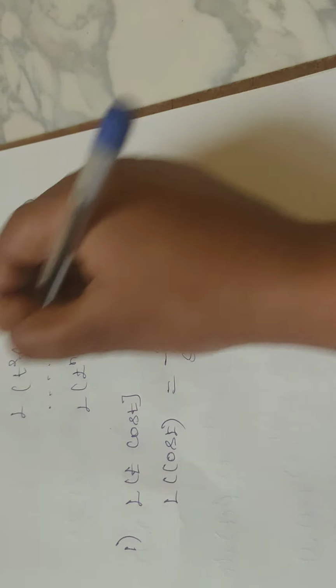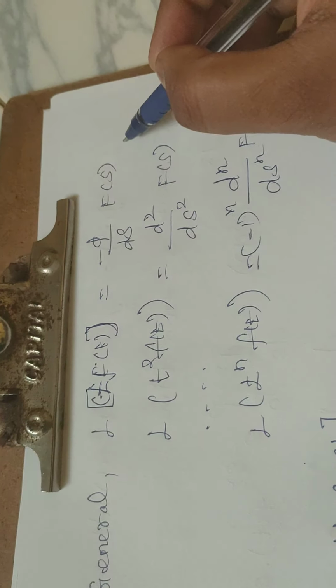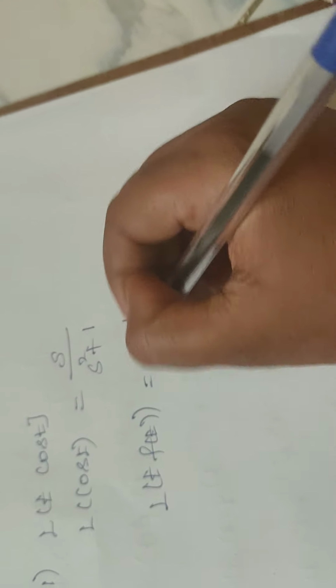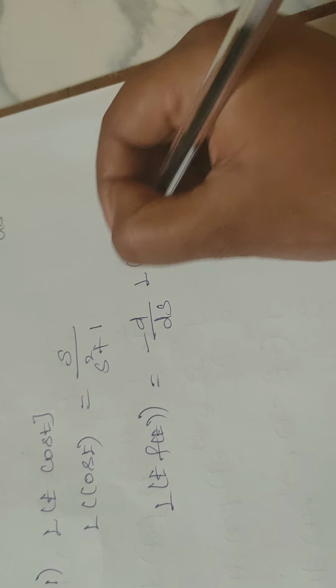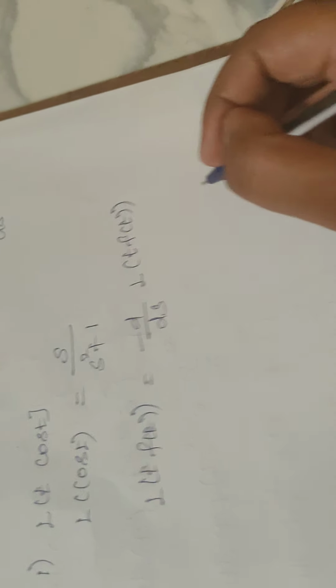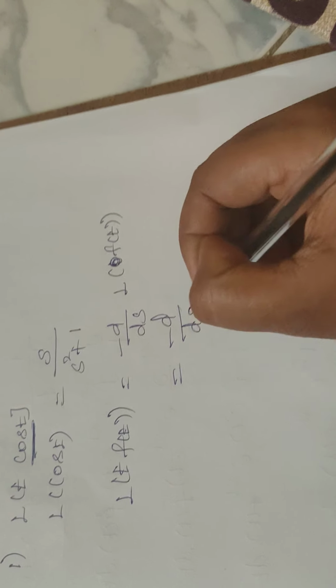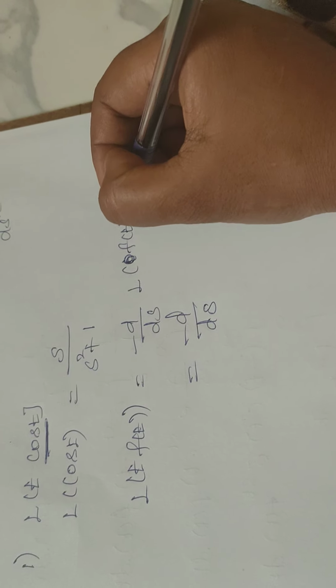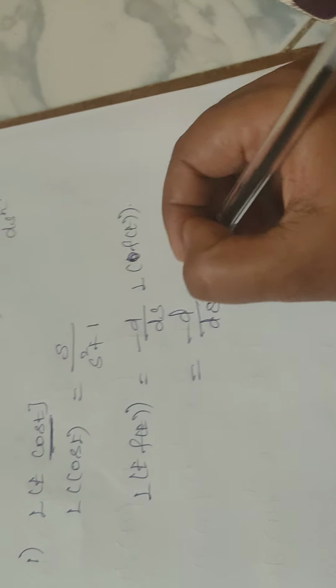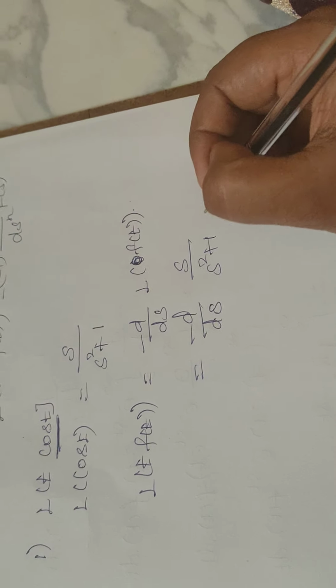Now we know that L of t into f of t is minus d by ds f of s. So L of t into f of t is nothing but minus d by ds of L of f of t. Here our f of t is cos t, from the problem. So minus d by ds of Laplace transform of cos t. What is the Laplace transform of cos t? s by s square plus 1.